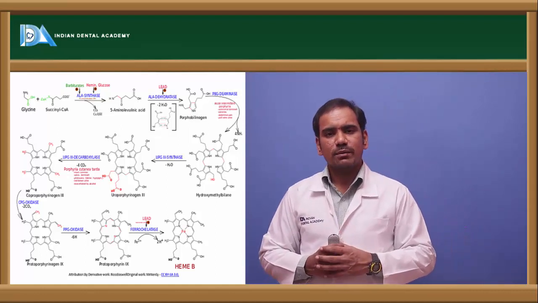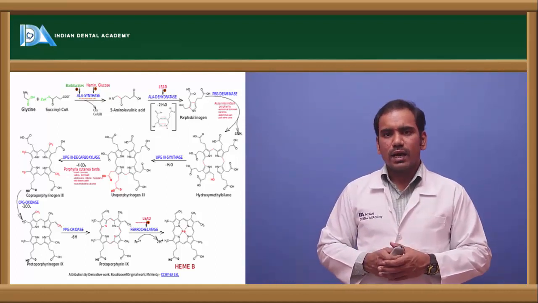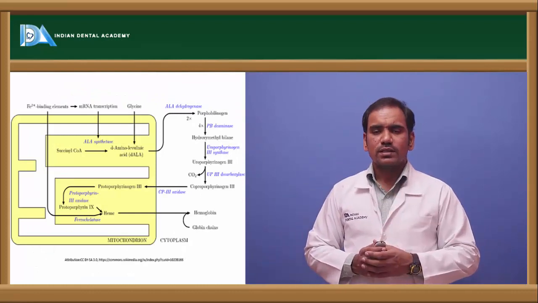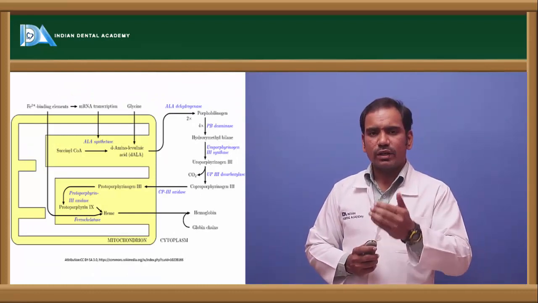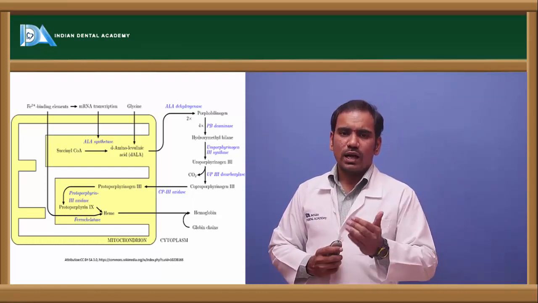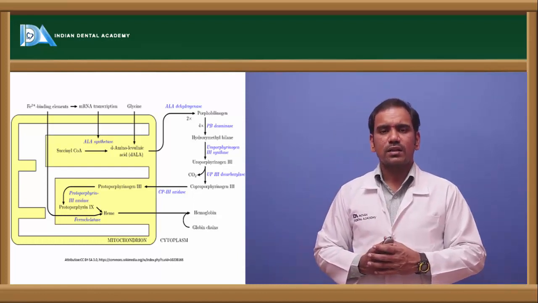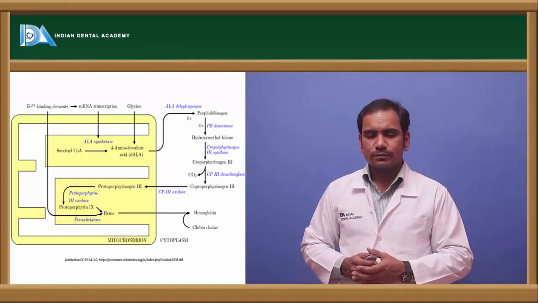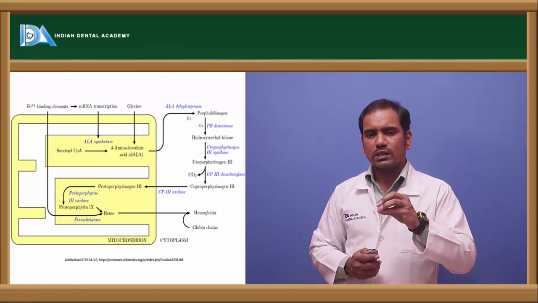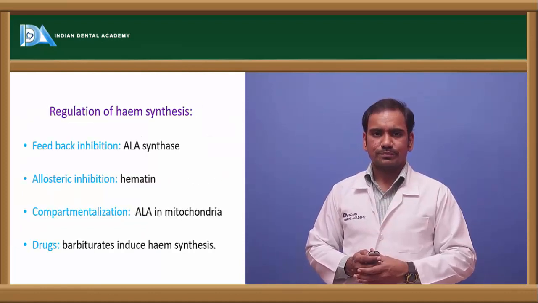Here the key enzyme is ALA synthase, and in this picture you can see the synthesis of heme starts in the mitochondria and ends in the mitochondria, and the remaining reactions occur in the cytosol. So the key enzyme of heme synthesis is present in the mitochondria.